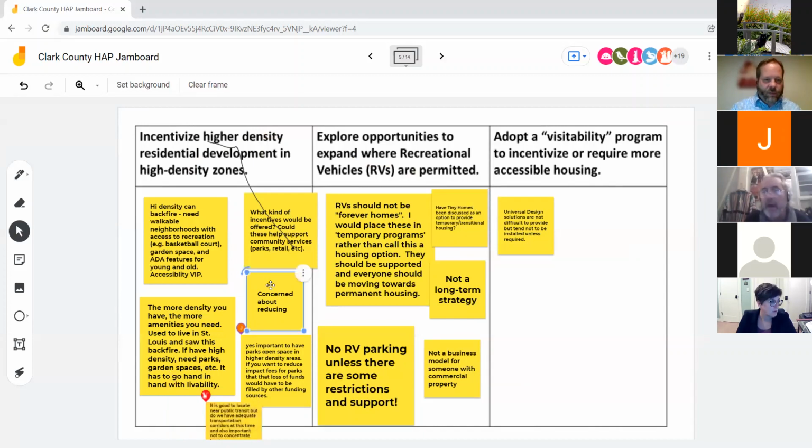I just read through the Post-it notes, and I appreciate each and every one of them. I really do. High density does backfire when it doesn't have all the things to support it. That's just a given: if you don't have the amenities for people to practice their everyday lives in high density, it has major problems. RVs should not be forever homes. Absolutely correct. It's not a long-term strategy. So thank you for all these folks, and none of these are mine.